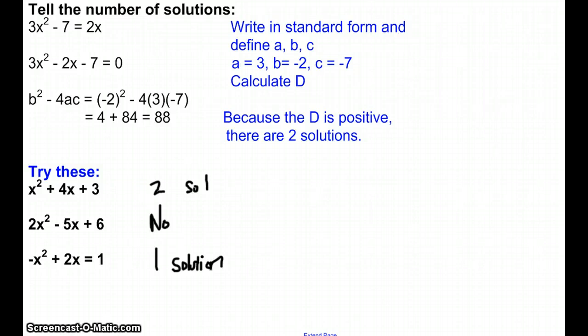And the last one, negative x squared plus 2x equals 1. In this case, the discriminant is 0, so you get one solution. You can try to work those out. You can pause this and work them out. Make sure that you can confirm that you get the exact same answer, please.